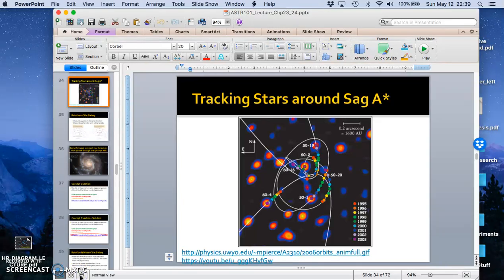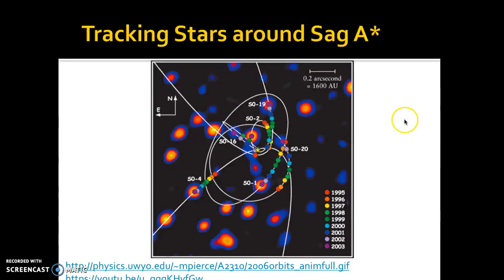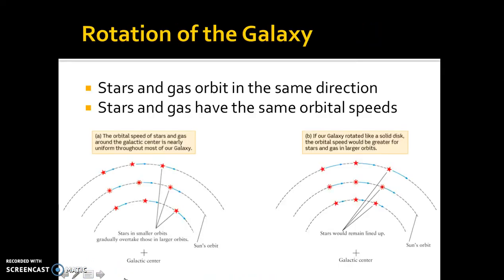Okay, so continuing off where we were just looking at how we can see that around Sagittarius A star, we have a supermassive black hole. So check out those videos again if you want to watch those. The other cool thing about our galaxy is how the galaxy is rotating.